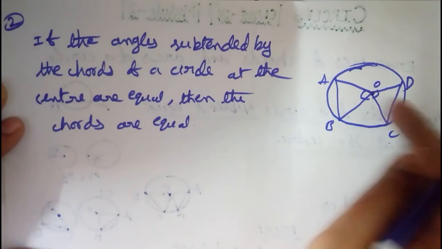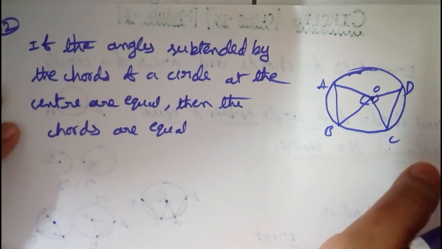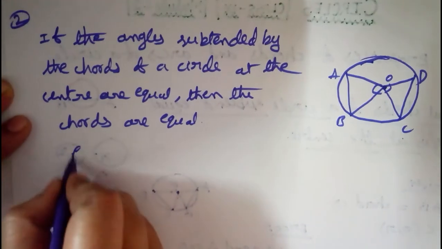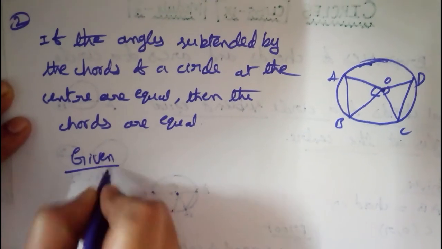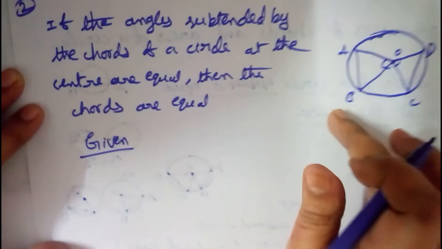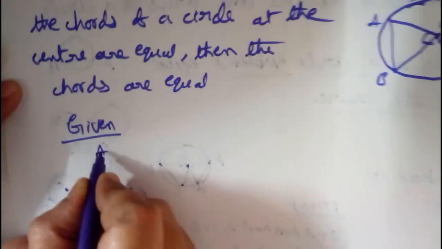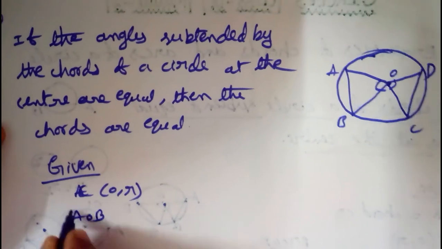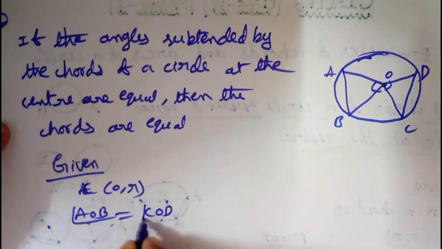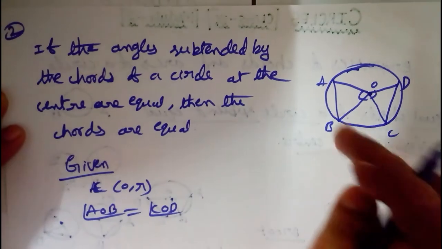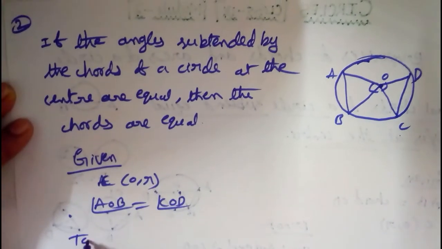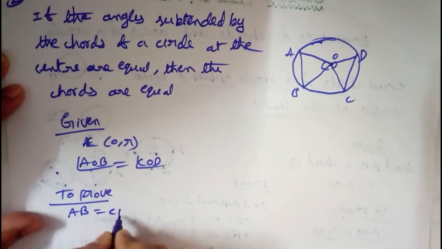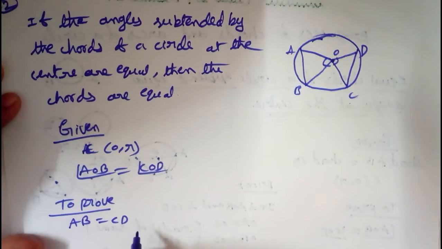In the previous theorem, chords are equal. We proved these two angles are equal. Here the angles are equal, given. You have to prove these two chords are equal. So what is given? A circle with center O, radius R units. Angle AOB is equal to angle COD, that is given. What is to prove? The chords are equal. To prove AB is equal to CD. Chord AB is equal to chord CD.